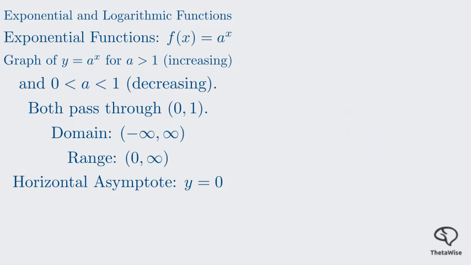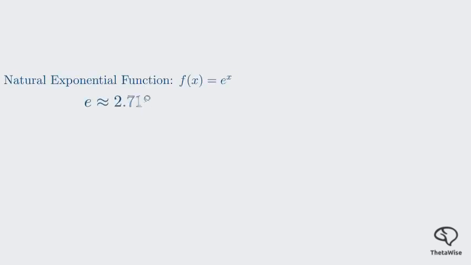A very important exponential function is the natural exponential function. This is f of x equals e to the power of x, where e is a special mathematical constant, approximately 2.718. It's often called Euler's number and appears frequently in calculus and science.